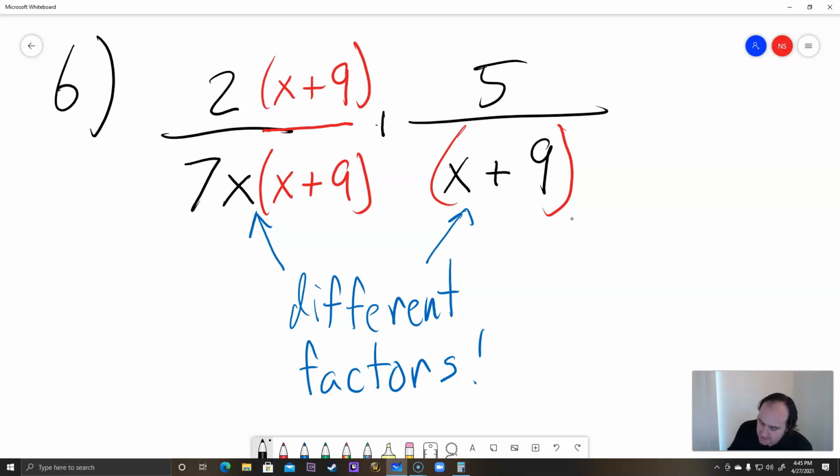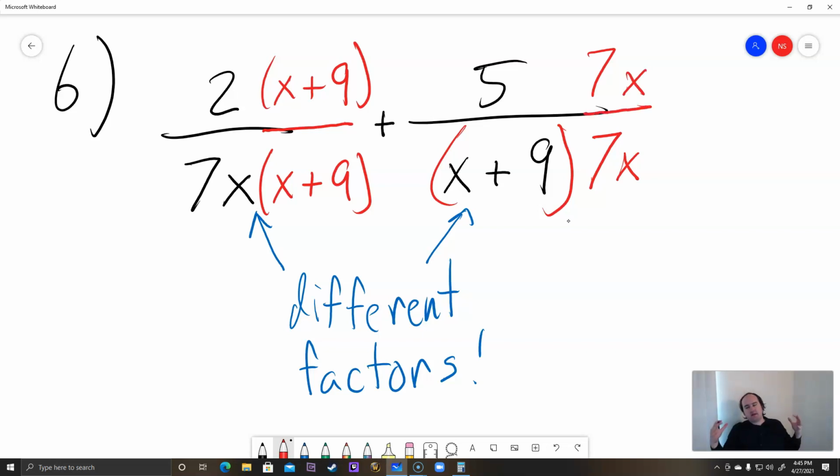Okay, and then for the second fraction, what are we missing there? Well, once again, x and x plus 9 are considered different factors, and we're also missing a 7. So I'm going to go ahead and multiply this second fraction by 7x on the top and the bottom.